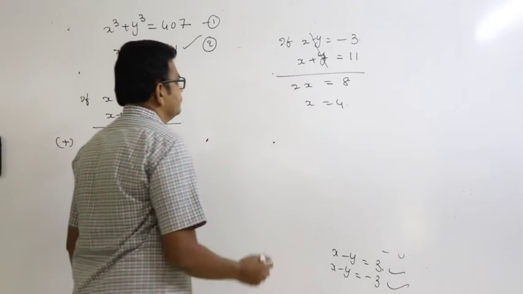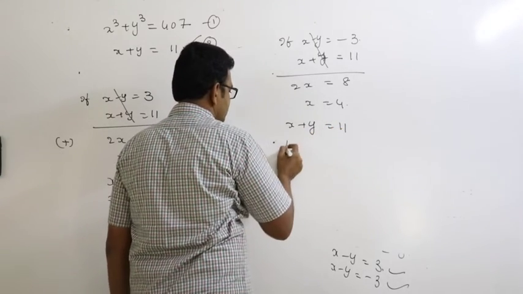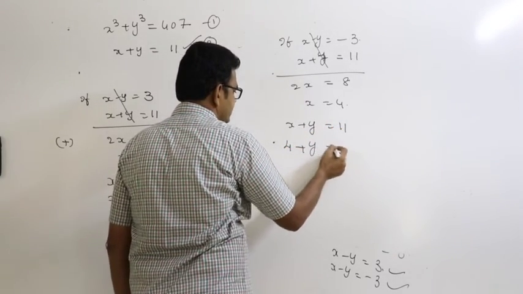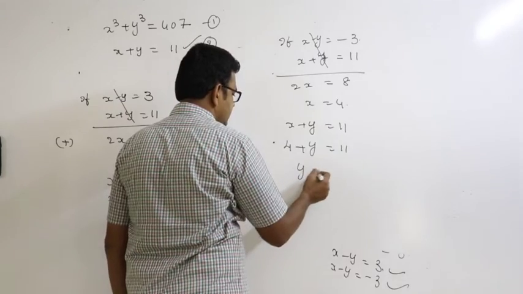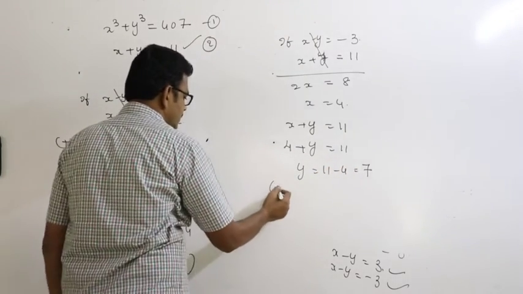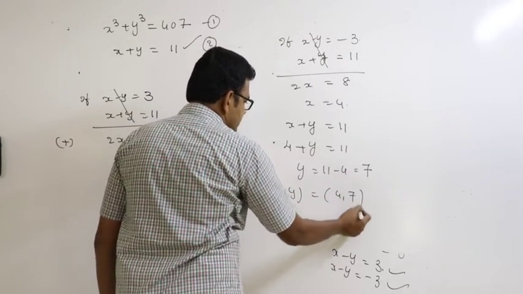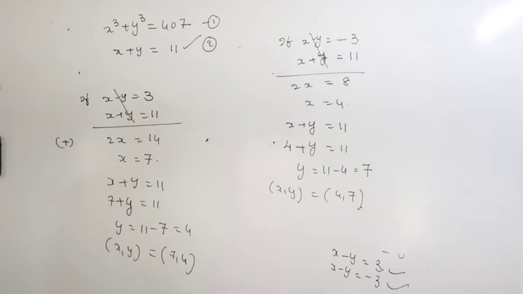x equal to 4 and x plus y is equal to 11. So 4 plus y is equal to 11. Y equal to 11 minus 4, that is 7. So x comma y, in this case, is 4 comma 7.